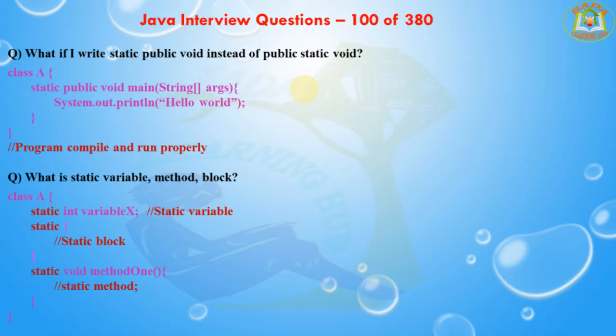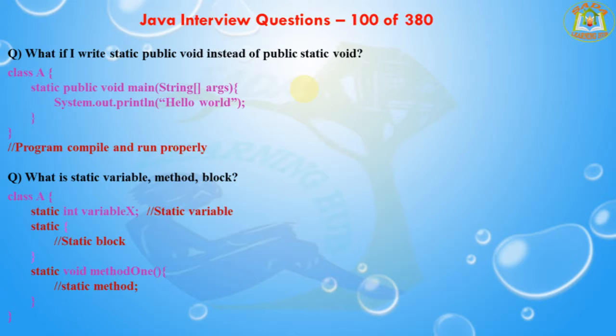See here, static variables are used to refer to a common property of all objects. It is not unique for each object. Static variables get memory only once in the class area at the time of class loading.